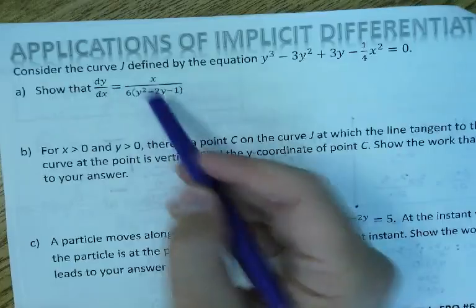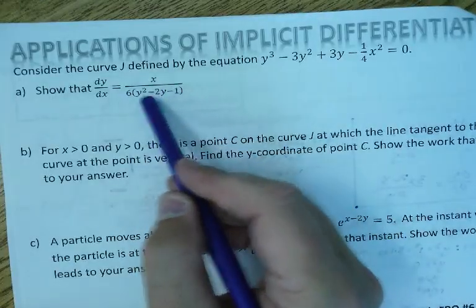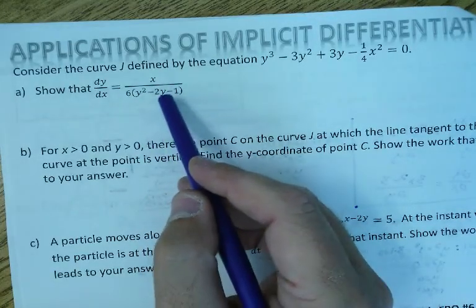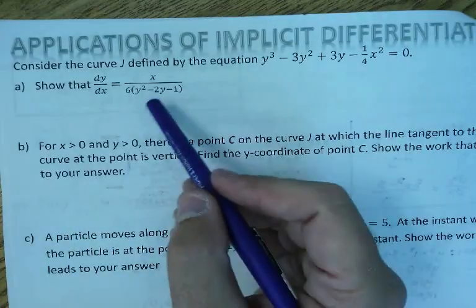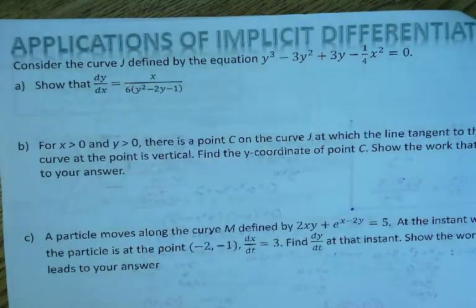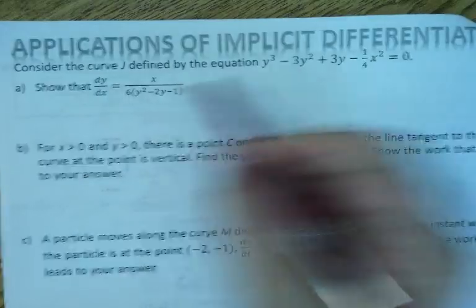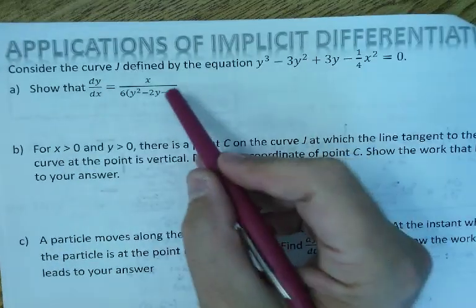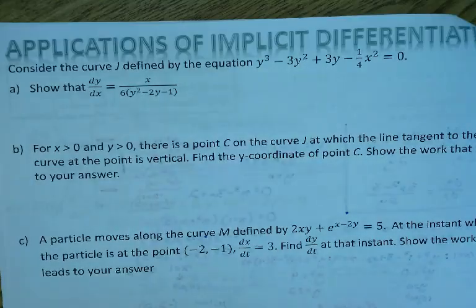Show that dy over dx is equal to x over 6 times y squared minus 2y plus 1. I feel like there's an error in those notes because I tutored a kid and I don't think I ever went back and fixed it. So let's figure it out. I don't even know if this is true or not. So let's go ahead and go through this. Maybe I fixed it, maybe I didn't. We'll find out together.